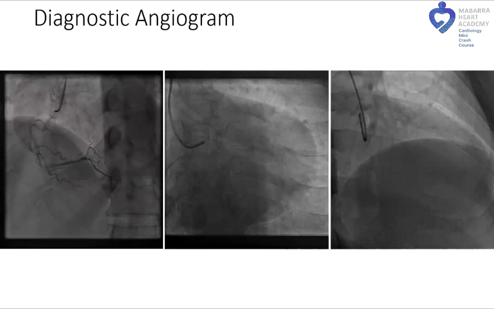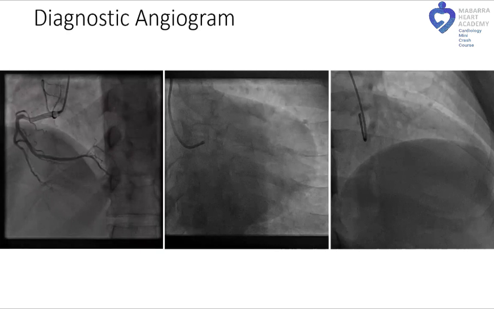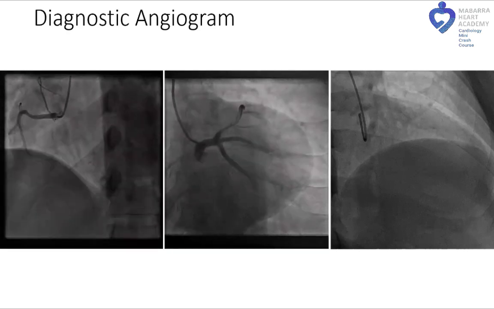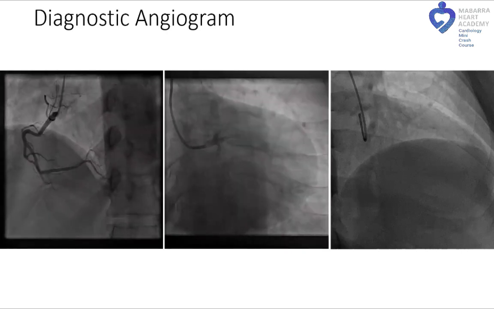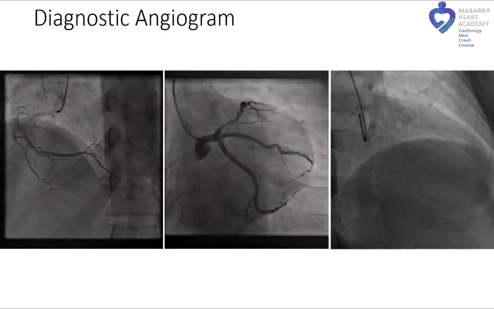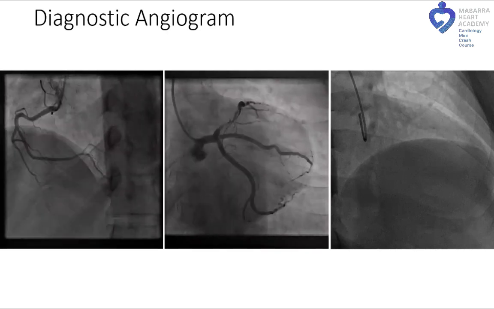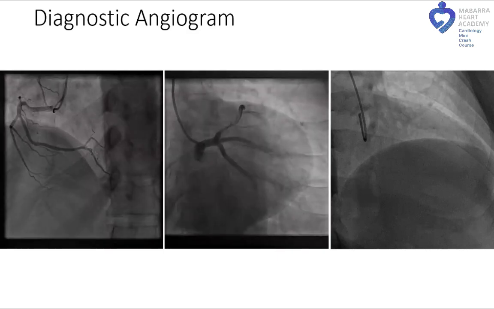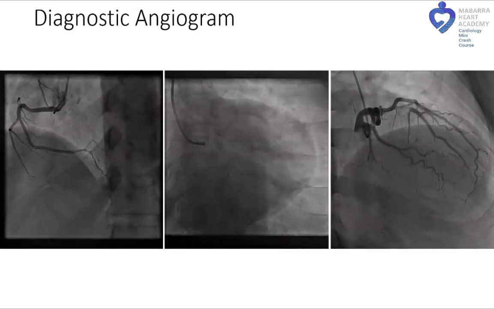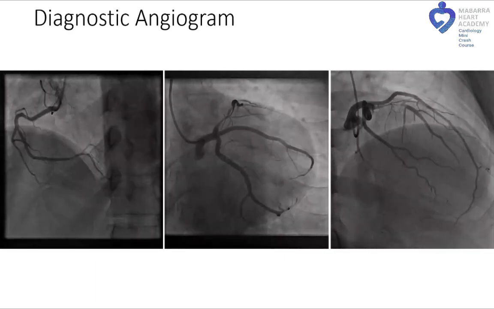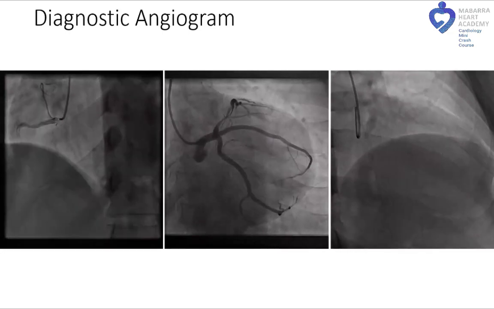The right coronary artery had no significant disease, just very mild irregularities. The left system was more or less co-dominant. The left main was unobstructed. You can see the LAD with a critical long lesion from proximal to mid-segment. And the ramus and the left circumflex had no significant disease.